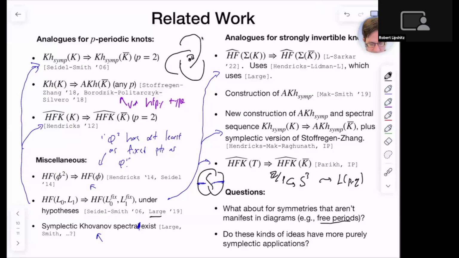And then the second, meta question is, there's been a lot of interest in these sorts of localization questions in low-dimensional topology, in low-dimensional Floer theories, but not so much in symplectic geometry. So just in general, do these sorts of localization ideas have more purely symplectic applications? I'm optimistic that they do, but I have some ideas of what one might look at, but not really a clear idea of exactly what to do.